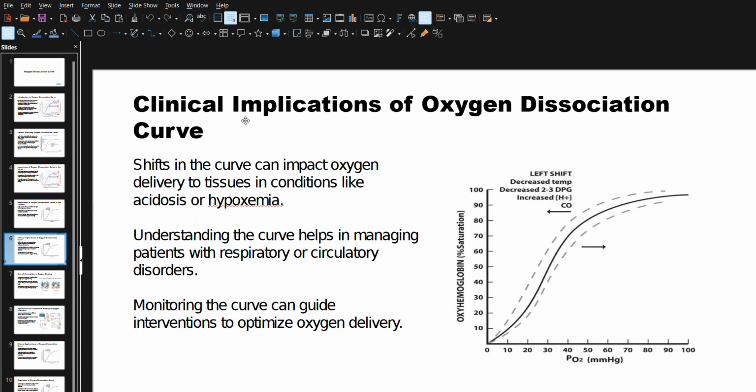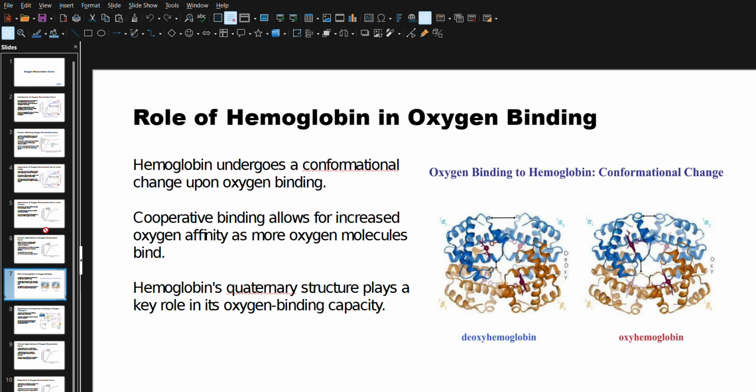Next, some clinical implications of the oxygen dissociation curve. You can see here, shifts in the curve can impact oxygen delivery to tissues in conditions like acidosis or hypoxemia. And also understanding the curve helps in managing patients with any kind of respiratory or circulatory disorders. Role of hemoglobin in oxygen binding.